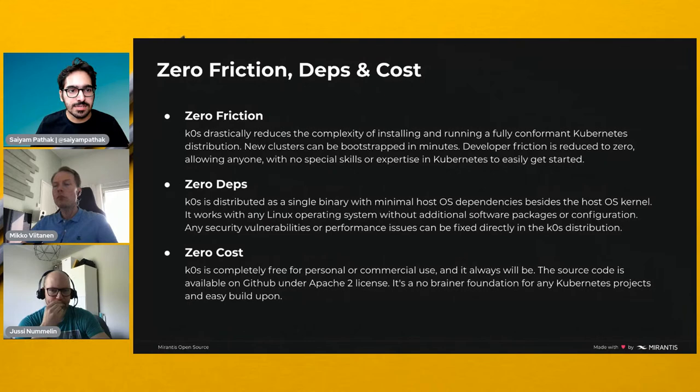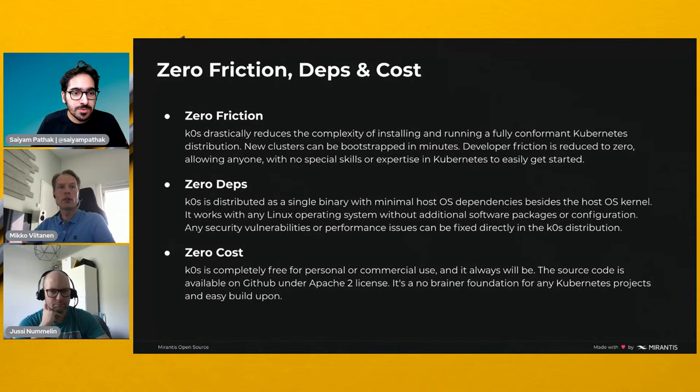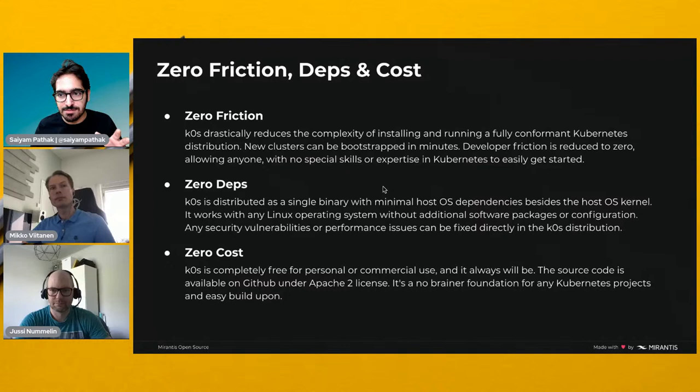Cool. I think that really makes sense, because at first, what actually K0s is: it's basically zero friction. I think that's what you get from the name, zero friction and zero dependency. So you basically just need a host kernel and everything is there. With minimum OS host dependencies, you can easily spin up K0s, and it's open source, so you can freely use it. So I think that's a pretty neat introduction. Please keep asking questions if you have any regarding whatever we are talking about.